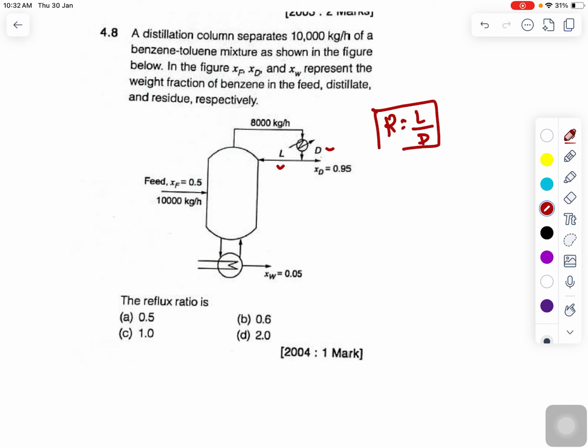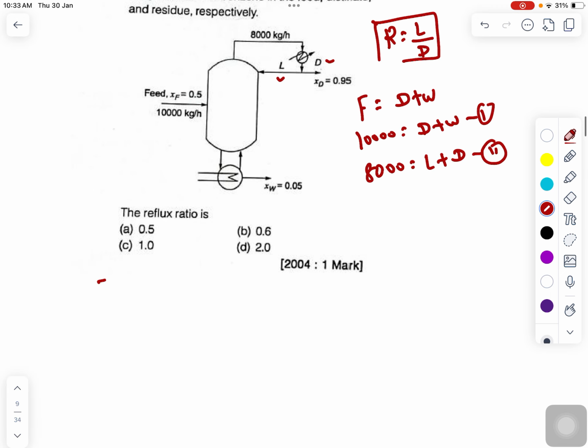So let's say if I do the balance over here, I can write F is equals to D plus W, right? So I can write 10,000 is equals to D plus W, that is equation first. And again, here you can see I can also write 8,000 is equals to L plus D. Is that clear? This is equation second. And again if I do the component balance, I can write F into XF is equals to D into XD plus W into XW, because composition is given.